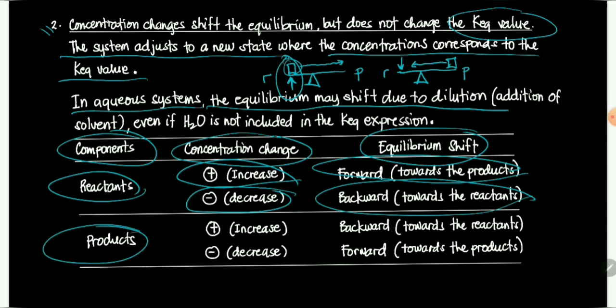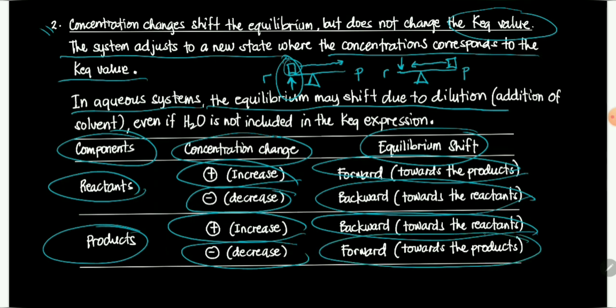Okay? So, for products, okay, same pa rin yung gagawin natin. Kapag nag-i-increase yung products, magba-backward yung reaction kasi masyadong maraming products. Kapag naman nag-decrease yung concentration ng products, mag-move yung reaction or mag-shift yung equilibrium towards the product side.